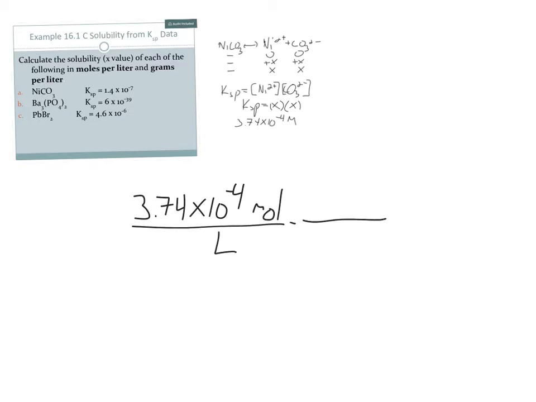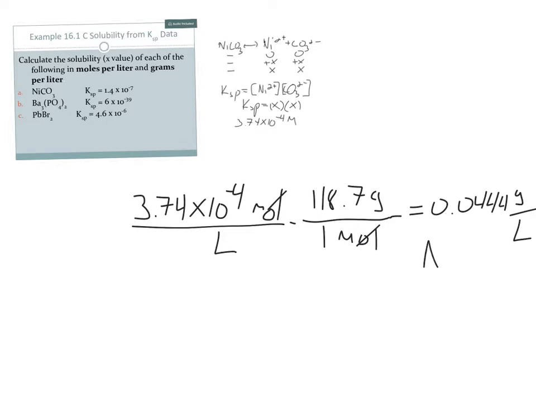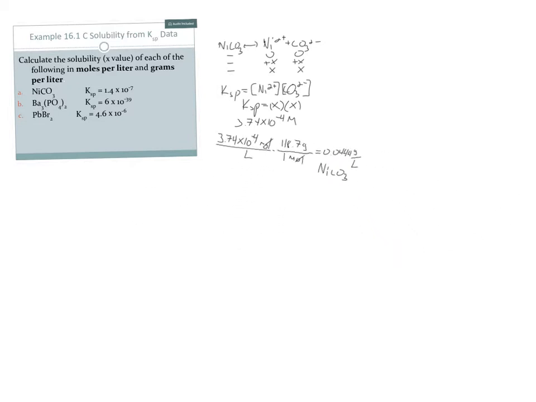If we just need it in grams per liter, this is a molar mass problem. 118.7 grams of nickel carbonate is 1 mole of nickel carbonate. Then we are all of a sudden in grams per liter, and we will get 0.0444 grams per liter of nickel carbonate. Okay, so this is the solubility. We can go in and out of grams per liter and moles per liter as well.